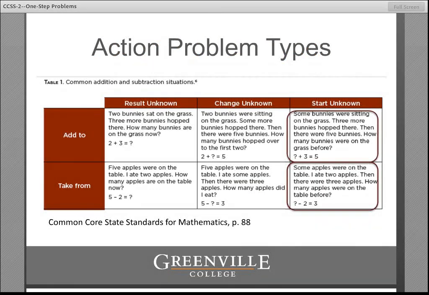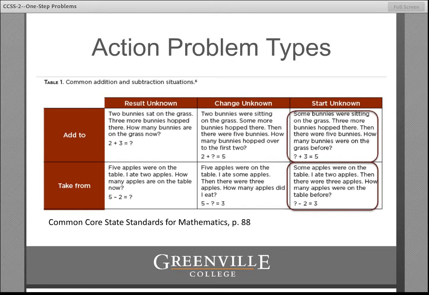Action problems are one of the types of problems that are in the Common Core appendix, and these problems are characterized by having a starting quantity, a change. The change can involve either a take-from action, a separating type take-from action, or an add-to-join action. But there's some kind of a change. That change results in a new quantity. So you have a result quantity, a change quantity, and a start quantity.